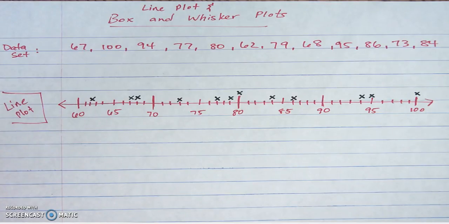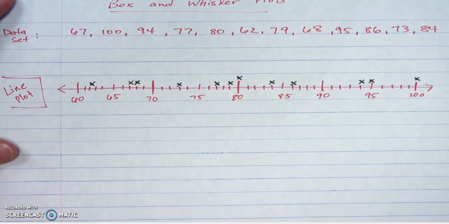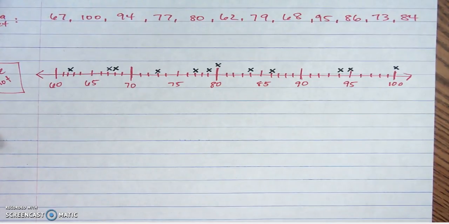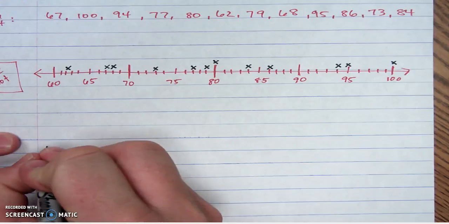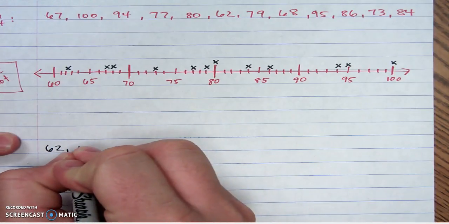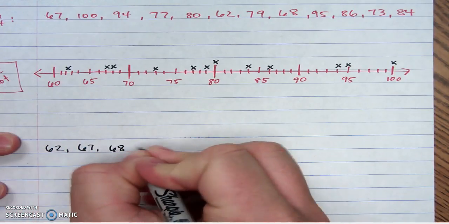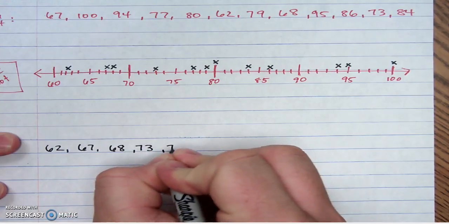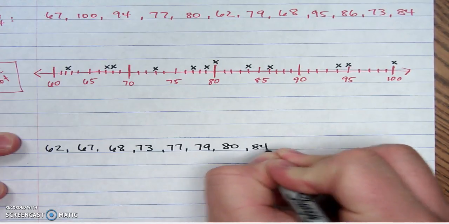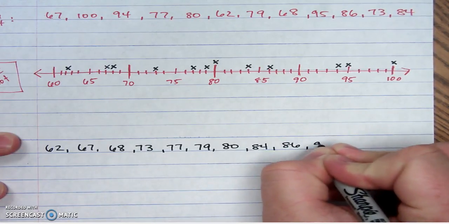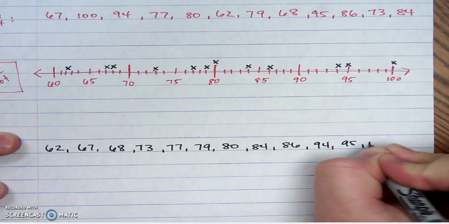The other thing that we can do to kind of describe data is to make a box and whisker plot. And the first thing we need to do to make a box and whisker plot is to go ahead and order our data from least to greatest. Now, since I've already put it on a line plot, it's going to be pretty easy for me to go ahead and order this stuff together. So I've got 62, 67, 68, 73, 77, 79, 80, 84, 86, 94, 95, and 100.